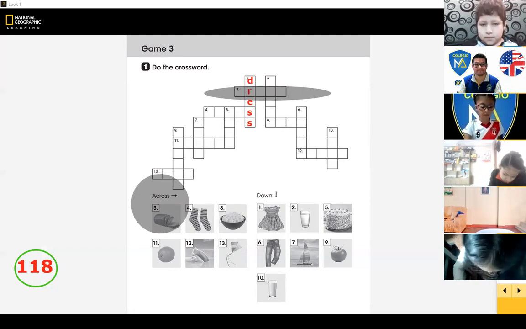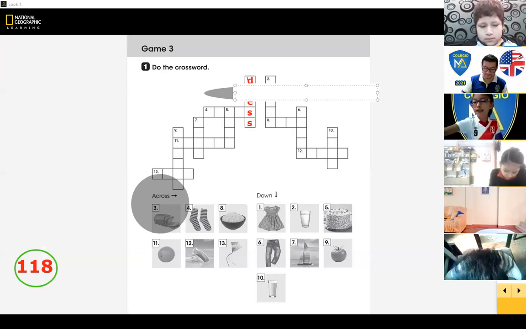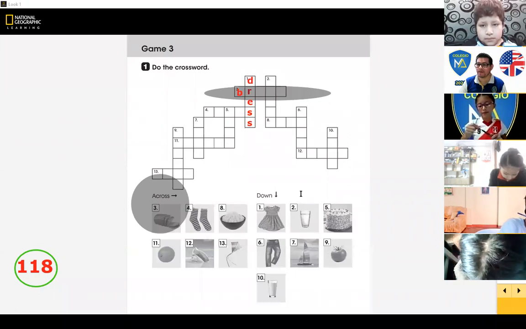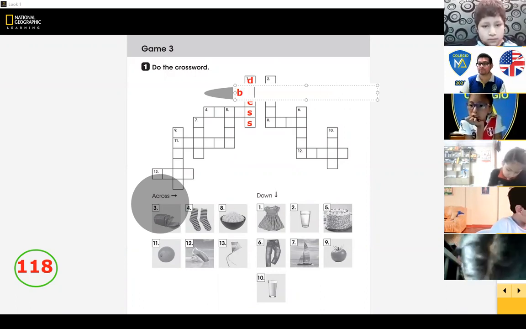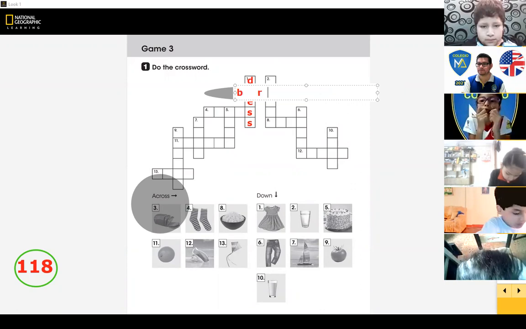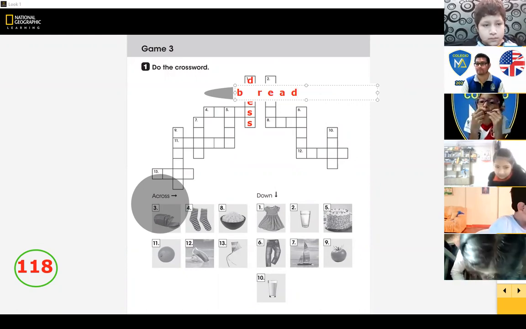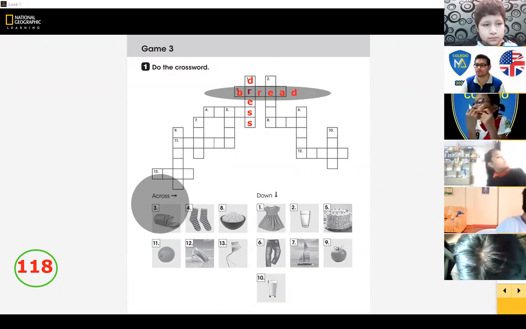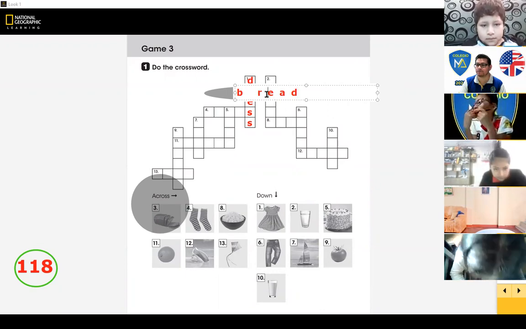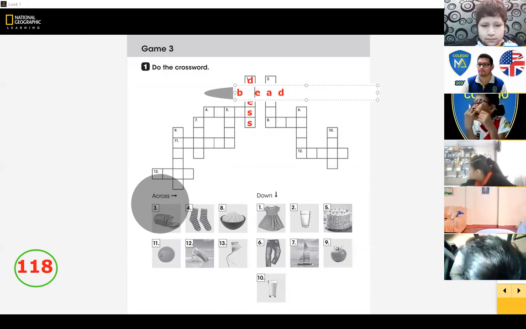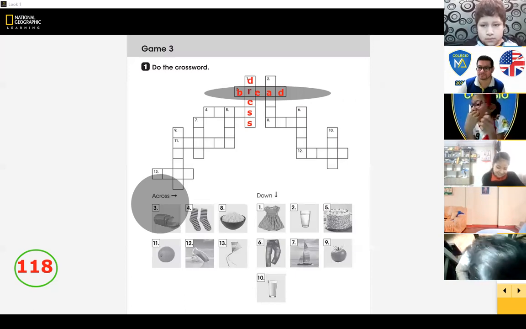Bread. Bread, that's right. I'm going to do this. Bread. Yes, that's correct, no? We have this. Oh, we have the letter R here, no? Just the letter E. Number four is shoes. Bread. That's the answer.